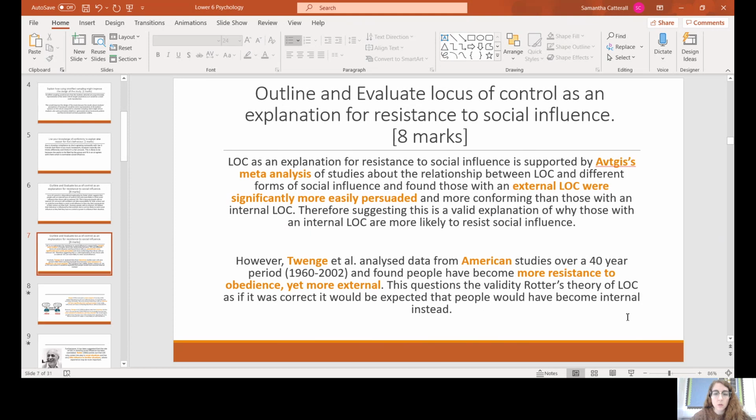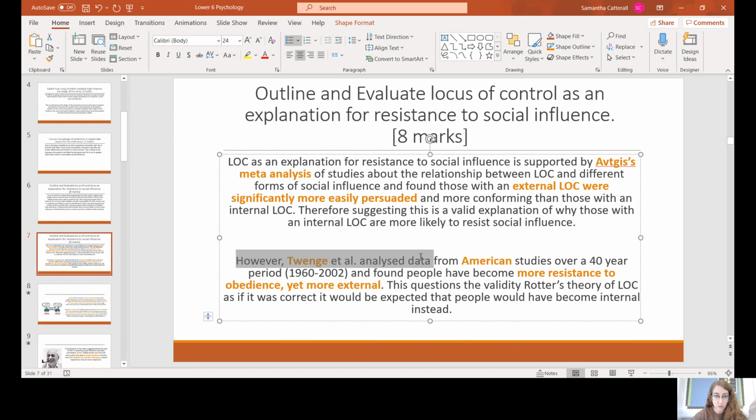So we've got, Twenge analysed data from American studies over a 40-year period and found people have become more resistant to obedience yet more external. This questions the validity of Rotter's theory of locus of control. As if it was correct, it would be expected that people would have become internal instead. As you can see there, we've got a point. In fact, maybe the point's lacking, but maybe you don't need it. But there's a summary of this. I've kind of combined the two there.